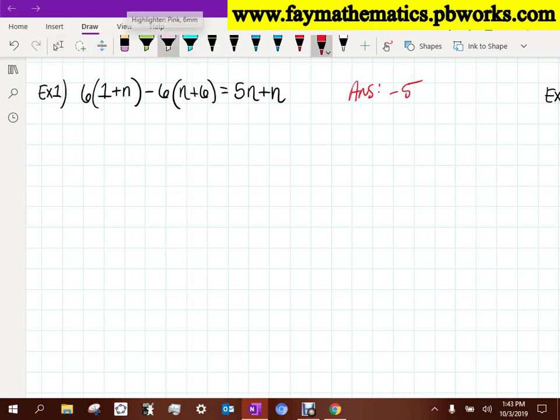First thing we have to do here, I have to distribute, okay? So when I distribute, I'm going to go from that 6 and that 1, right? So I get 6, and then plus 6n, right? So 6 plus 6n, all right?